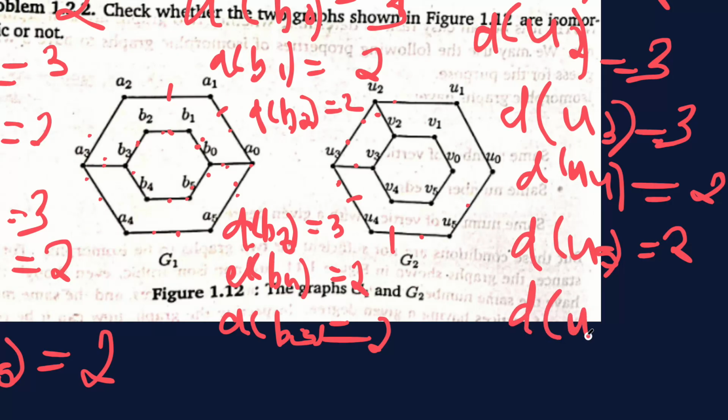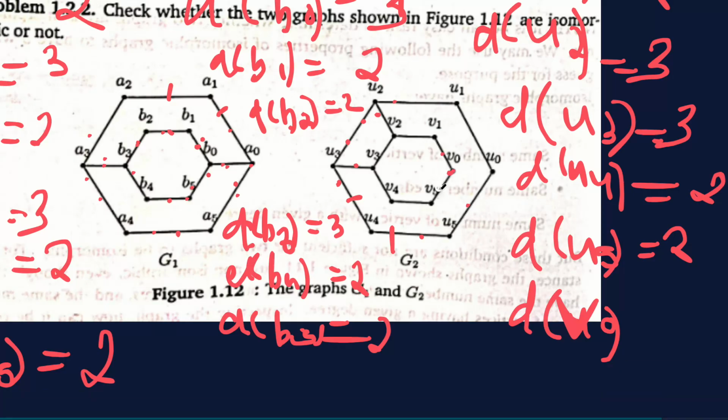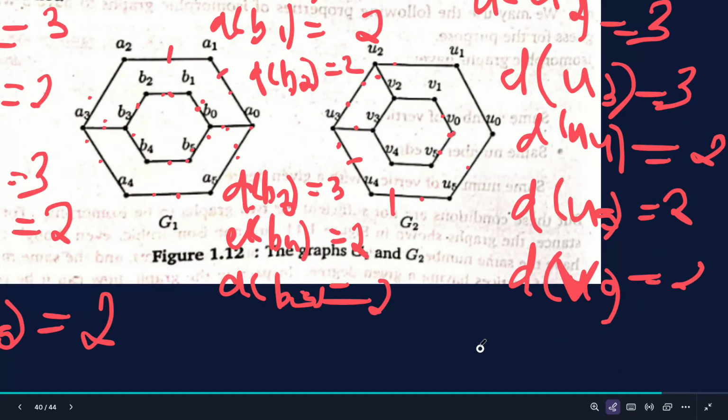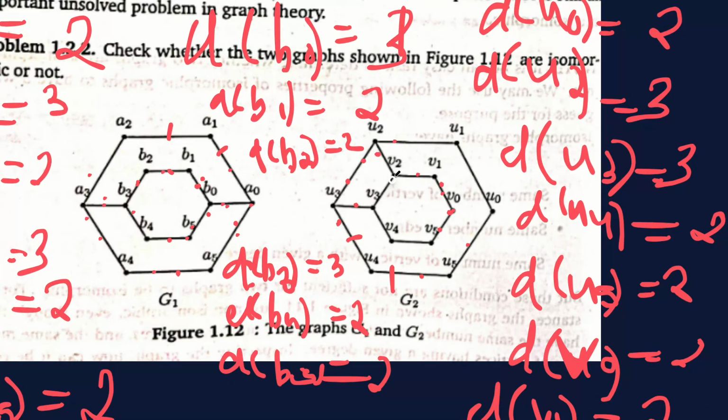Now degree of V0 is 2. Degree of V1 is 2 again. I don't have place, right? Now I am writing here V2. V2's degree is 3. V3 is also 3. V4 is 2. V5 is 2.